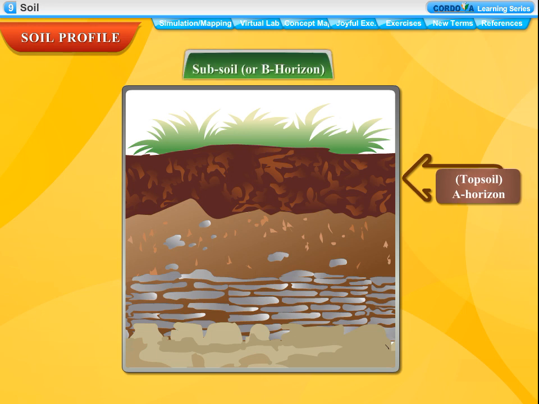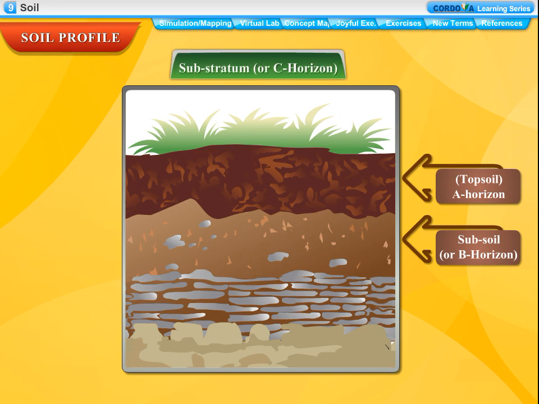Subsoil or B horizon. The layer of the soil which is just below the topsoil is called subsoil or B horizon. The subsoil shows the following features. This layer is light in color as it has very little humus or organic matter. This layer is harder and more compact than the topsoil.